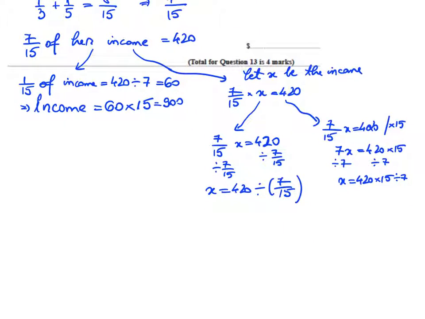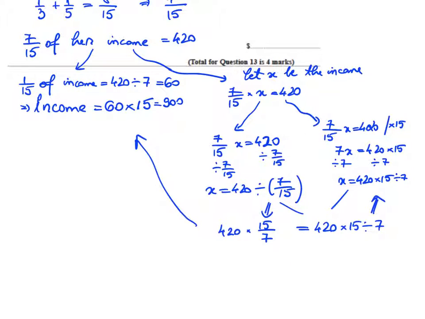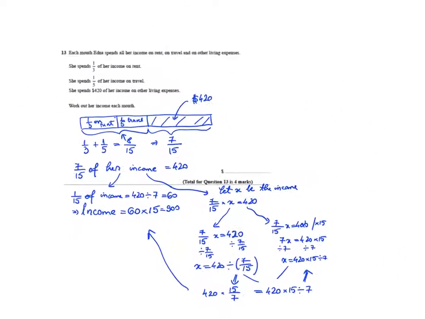See, essentially, these two are the same, because in order to do that, I will do 420. How do I divide by fractions? Multiply by the reciprocal of the fraction, which is exactly the same as 420 times 15 divided by 7. It's exactly that method. And they are perfectly equivalent with our first, more intuitive method to solve this question.